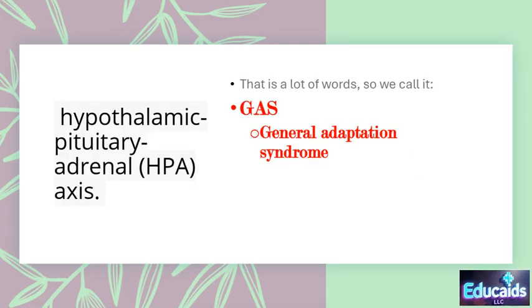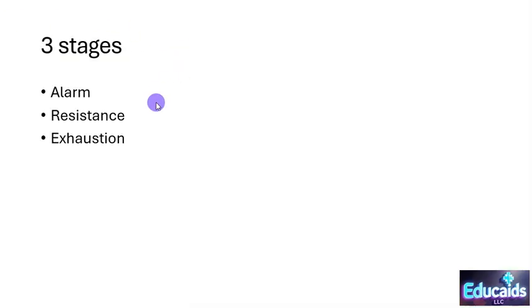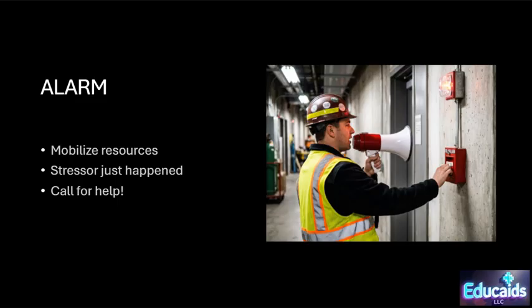All right, so now we are going to talk about the general adaptation syndrome. So what the general adaptation syndrome is, this is the hypothalamic pituitary adrenal axis. And your Engage series is going to go into this in depth. That's a lot of words. So we call it the GAS, the general adaptation syndrome. It's in 3 stages: alarm, resistance, exhaustion. So, let's talk about it.